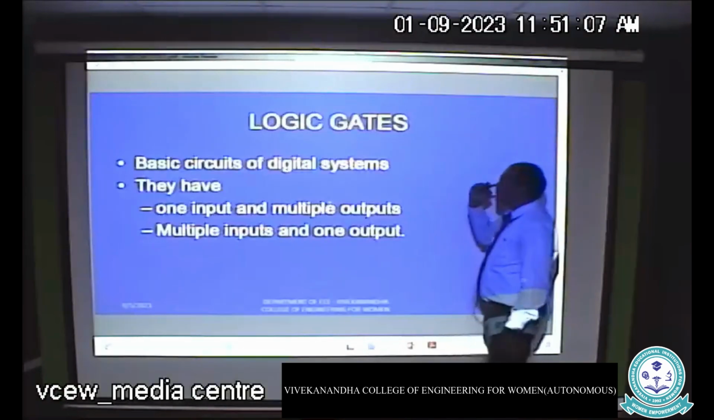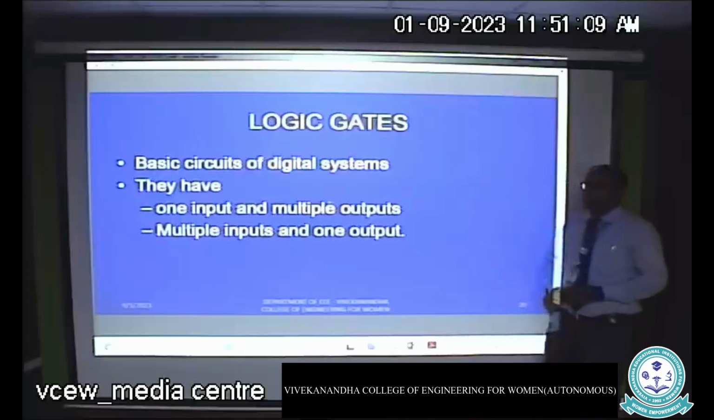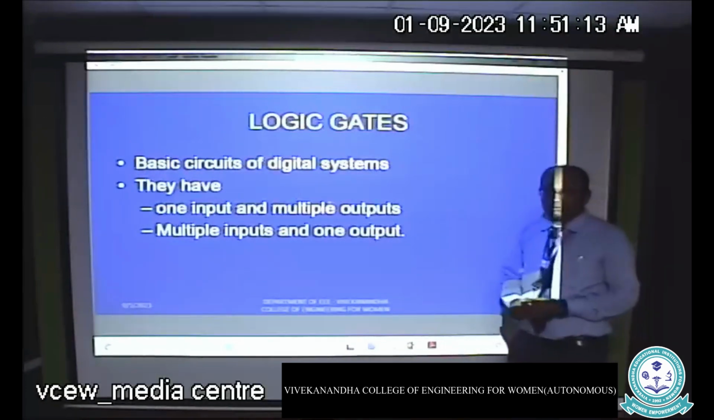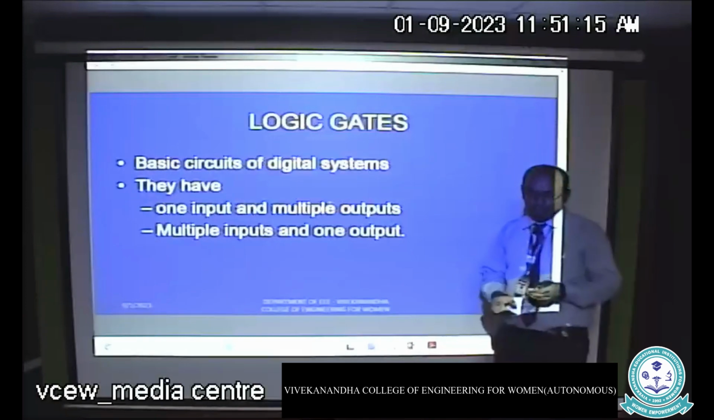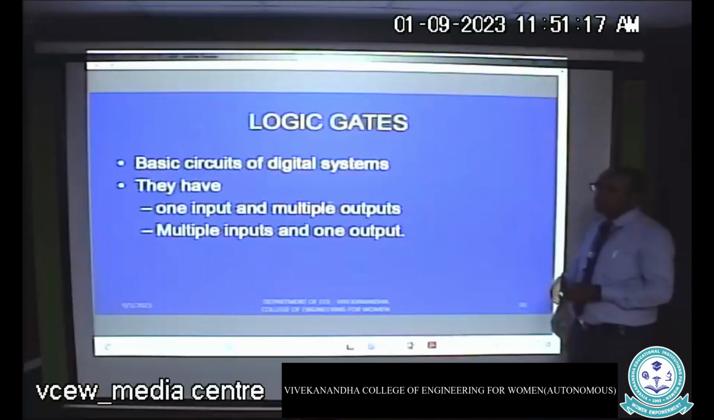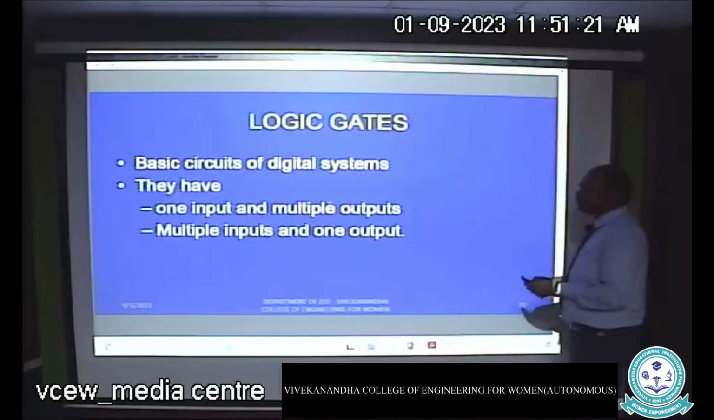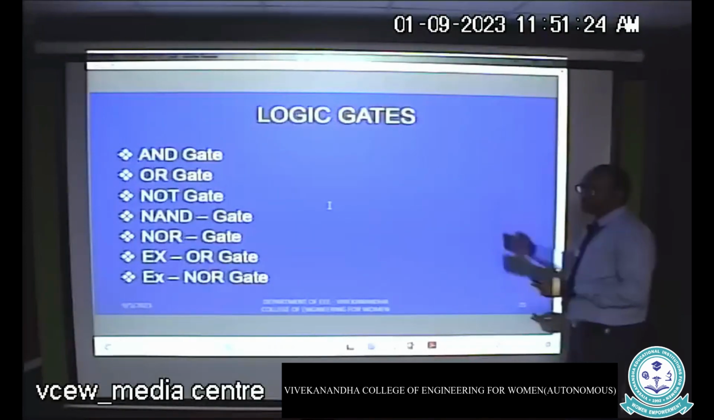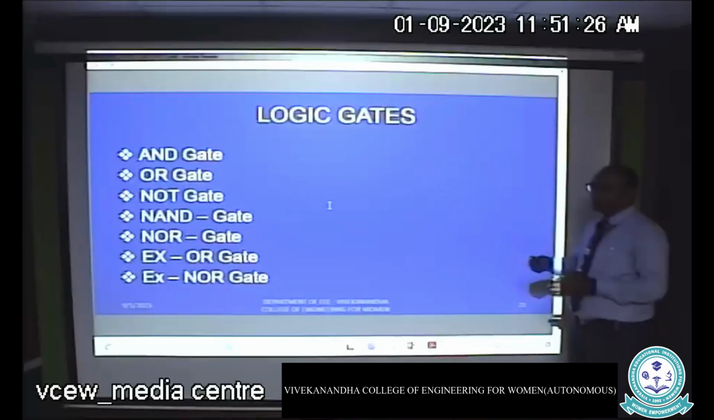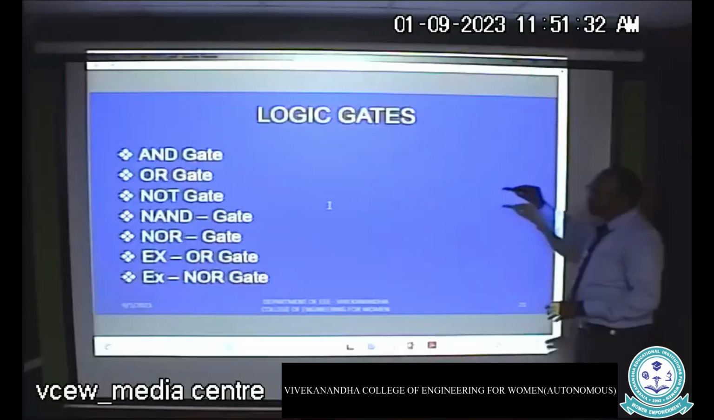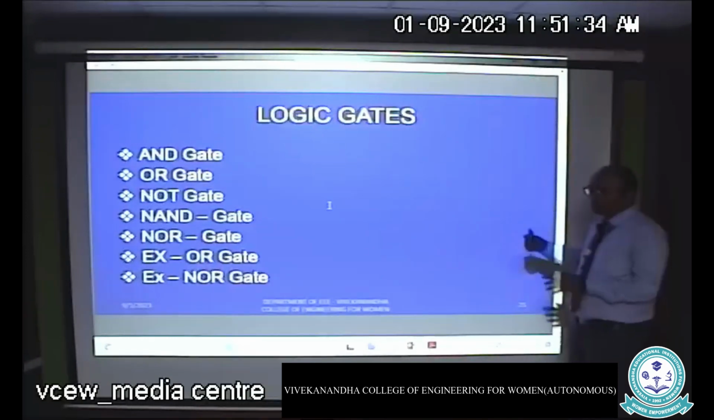So in the next class we'll be studying logic gates. There are fundamental gates and derived gates, right? And universal gates also. We'll see one by one and the description will be given in the next class, right? So these are the gates we are going to study: AND gate, OR gate, NOR gate, NAND gate, right? XOR gate and XNOR gate, right? We will study the operation of each and every gate along with the truth table, right?